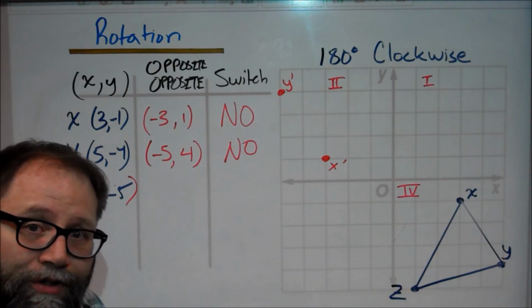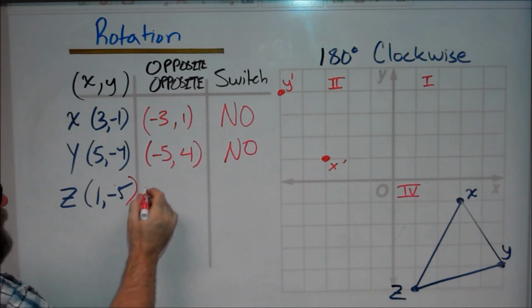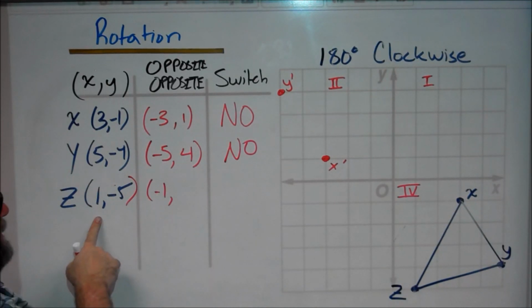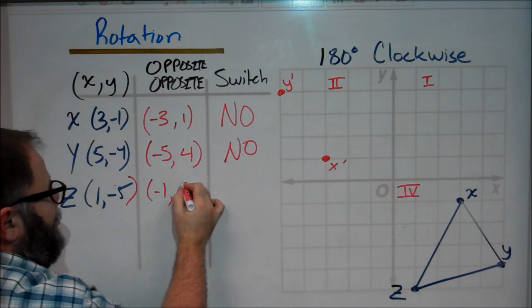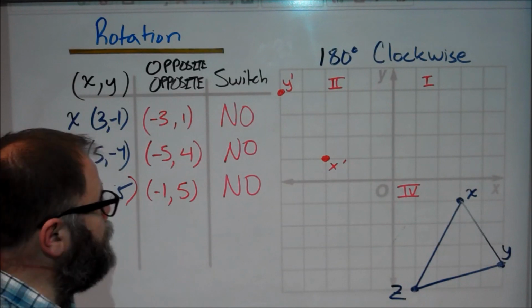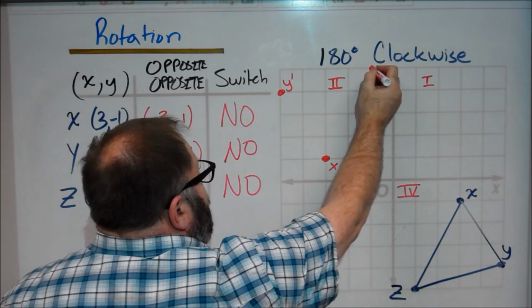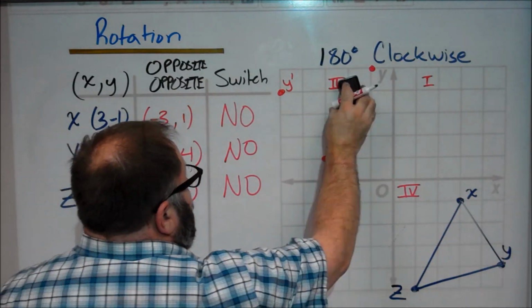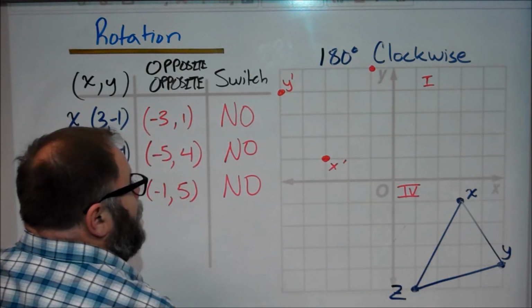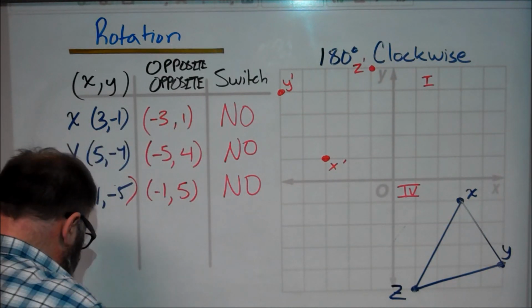No switch, just opposite, opposite. And then z, positive 1, negative 5, which means we've got negative 1, opposite of 1. Opposite of negative 5 is positive 5. No switch. Then we go to negative 1, positive 5. Now my quadrant 2 is in the way. Let me get that out of the way. Let me label that as z prime so I remember what I'm doing.